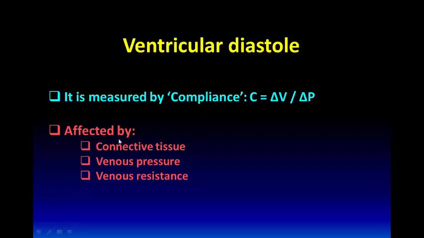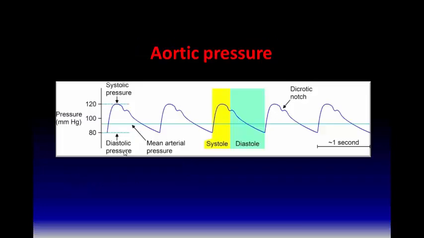And it is affected by the amount of connective tissue we have in the ventricles and by the venous pressure and venous resistance, and this will be described in details in the lecture on venous return.